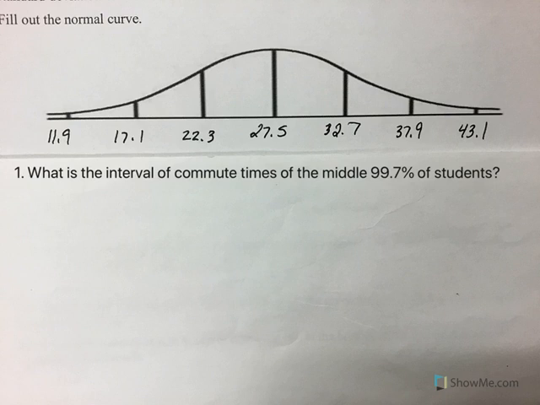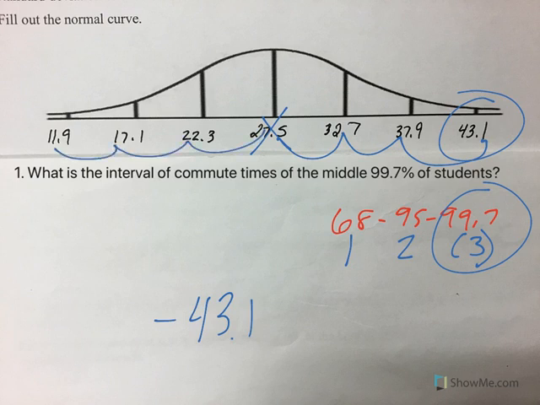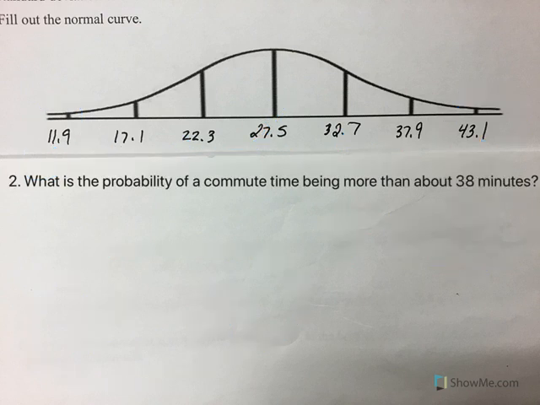So what is the interval of commute times in the middle? 99.7%. Remember, the empirical rule is 68, 95, 99.7. 1 standard deviation, 2, 3. So we're looking for 3 standard deviations away from the mean. So 1, 2, 3. High side is 43.1 minutes. 1, 2, 3. Low side is 11.9 minutes. So the interval is 11.9 to 43.1.